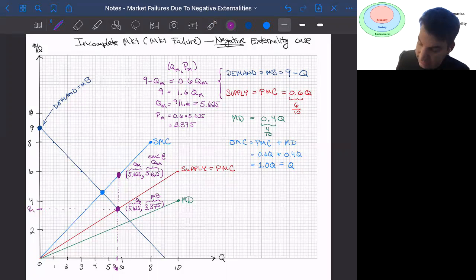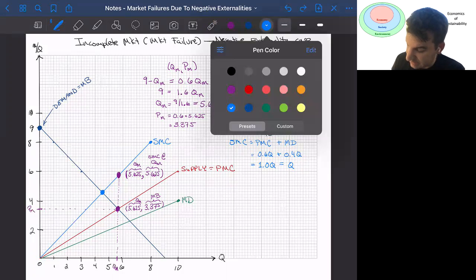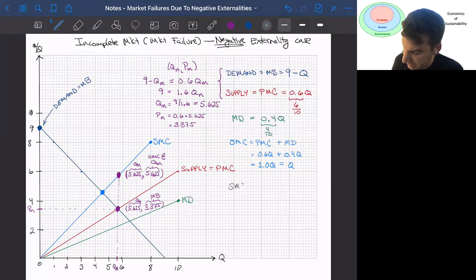And so I can then set the SMC, maybe I'll use a slightly different color here, gray, and I'll set this SMC equal to marginal benefit. And so that would be Q is equal to the marginal benefit, which I've written down here as 9 minus Q, which I can then bring the Q over to the other side. So that tells me that 2Q is equal to 9. And so Q, and I guess I should make these all Q star because it's the efficient Q. So then Q star is equal to 9 divided by 2, or 4.5.